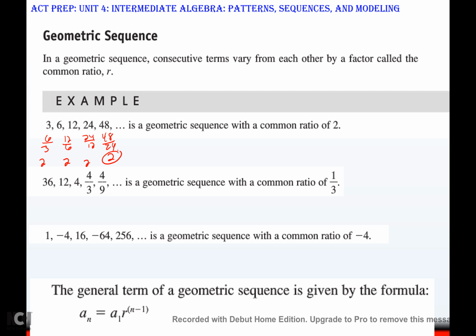So to get the next one, we would multiply by 2. 48 times 2 would be 96. 96 times 2 would be 192, so on and so forth.